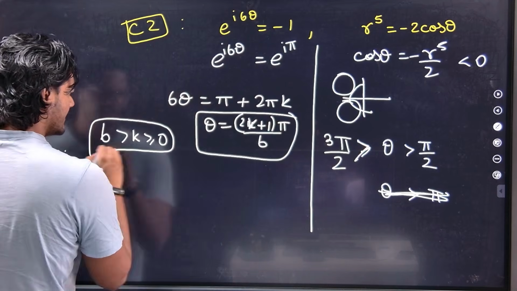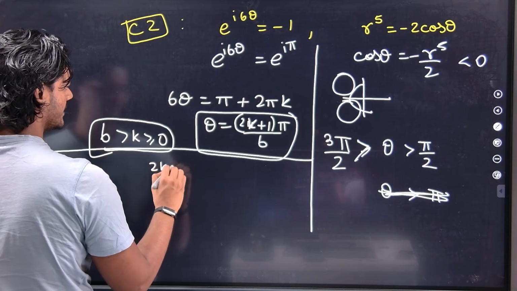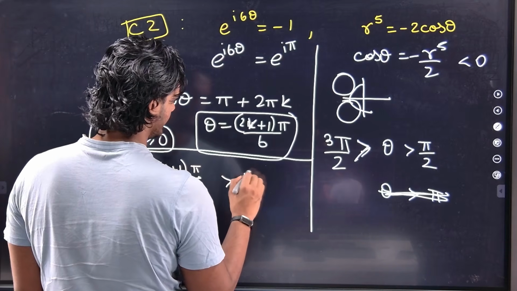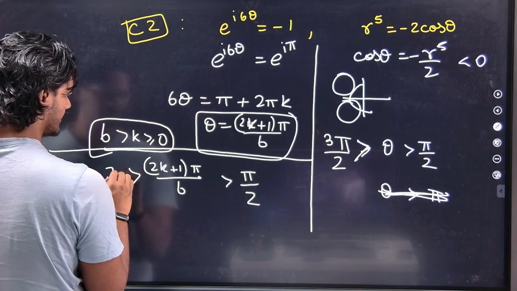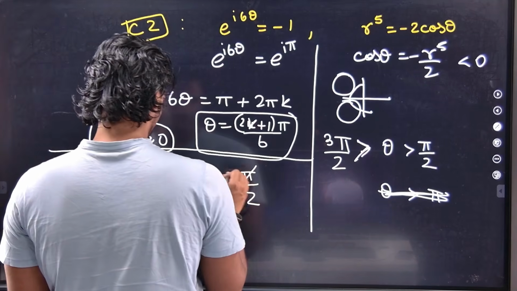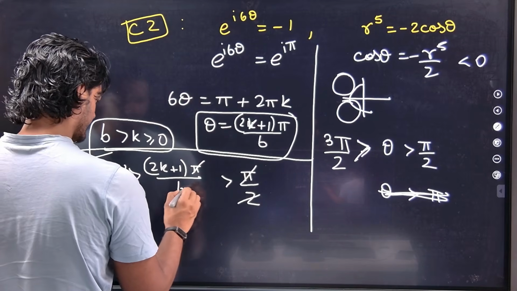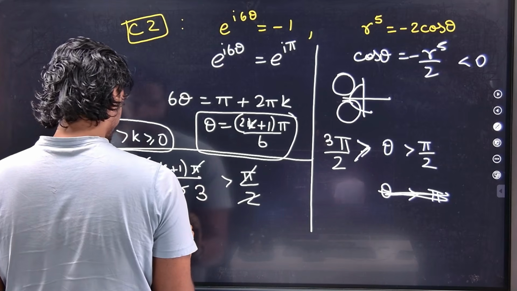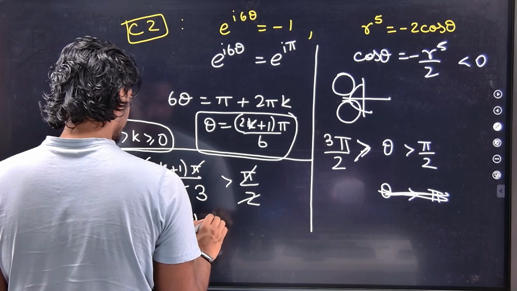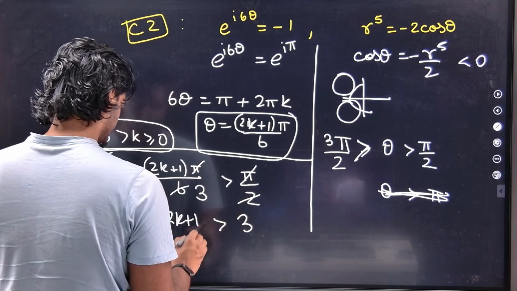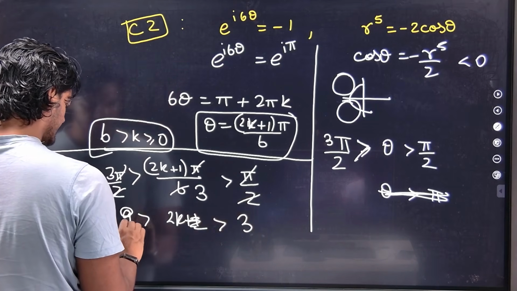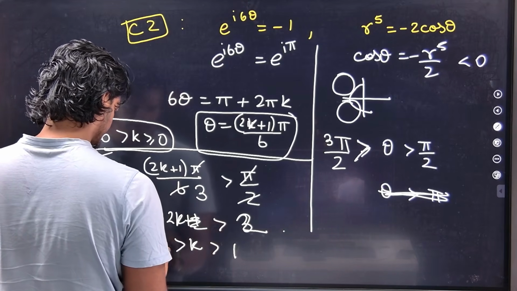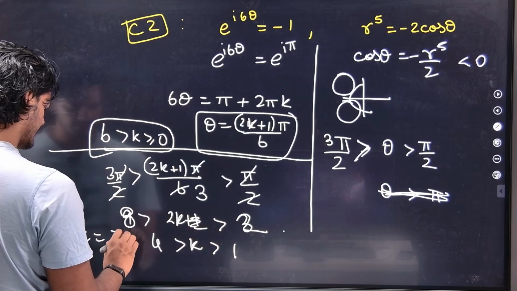So I'll do it right here itself. I need not go to another slide. So 2k plus 1 pi by 6 is between pi by 2 and 3 pi by 2. I'll remove the pi. I can remove one of the 2s. So if I multiply by 3, it will be less than 9. So 2k plus 1 greater than 3 and less than 9. If I remove the 1, it will be greater than 2 and less than 8. If I divide by 2, this will be greater than 1, less than 4. So k can be only 2 and 3.